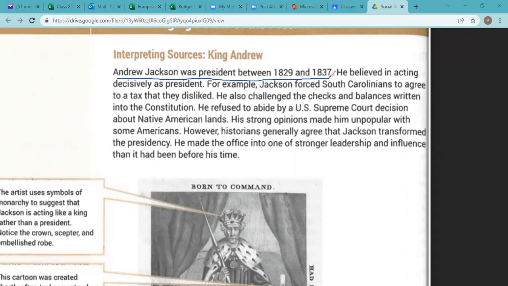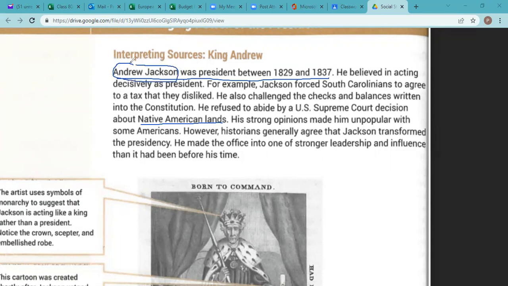All right. He believed in acting decisively as president. So, for example, Jackson forced South Carolinians to agree to a tax that they disliked. He also challenged the checks and balances that were written in the Constitution. He refused to abide by a U.S. Supreme Court decision about Native American lands. So this is one big area that's a very sore subject when it comes to Andrew Jackson.